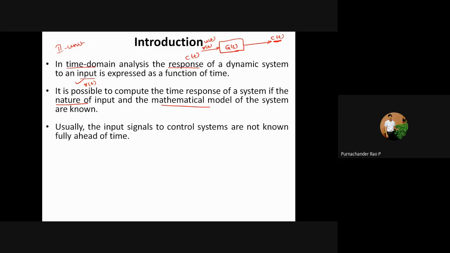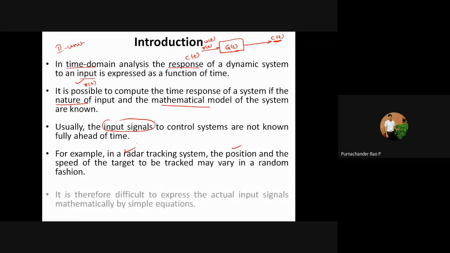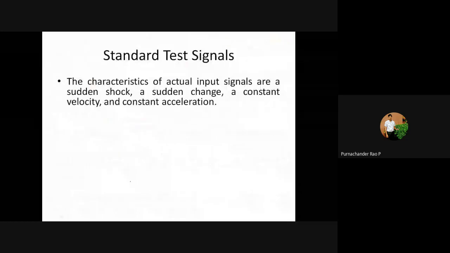Normally the input signals to any particular system cannot be known ahead of time. There may be a radar tracking system, or the position, speed or target of a particular system which needs to be found. We don't know what the particular input is, so it is difficult to find the output. Therefore we need to mathematically model our system, and then we can easily estimate the output for particular inputs.